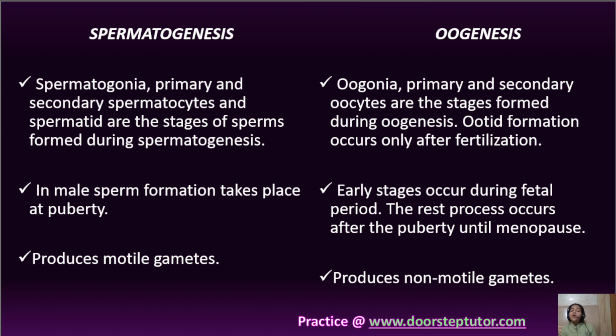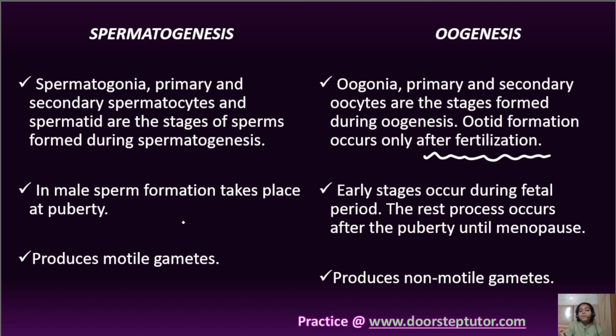After this, some other major differences are here, that firstly spermatogonia, primary and secondary spermatocytes, and spermatid. These all are produced during the spermatogenesis process. While if we talk about oogenesis, then in this one, oogonia, primary and secondary oocytes are formed during oogenesis, while here, the ootid formation takes place only and only after the fertilization. So this one is a major difference between spermatogenesis and oogenesis.